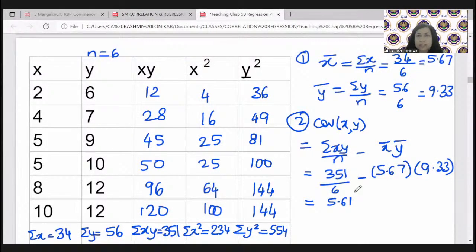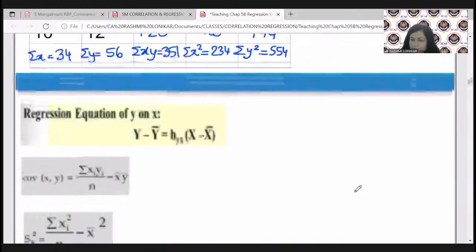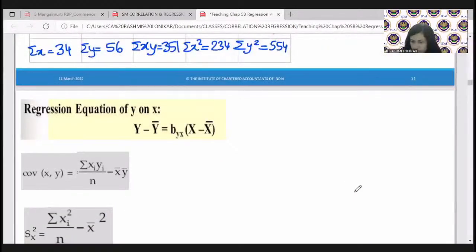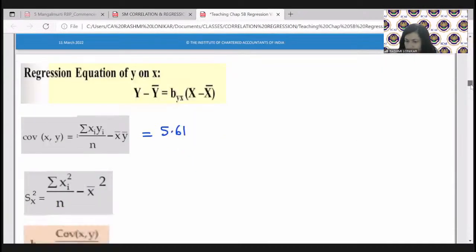Second is I have to find the value of b. To find the value of b, what do I need? I need covariance and I need my variances. So covariance we found out, and we'll now find out variance. This is 5.61. Now next step is finding sigma x square and sigma y square.